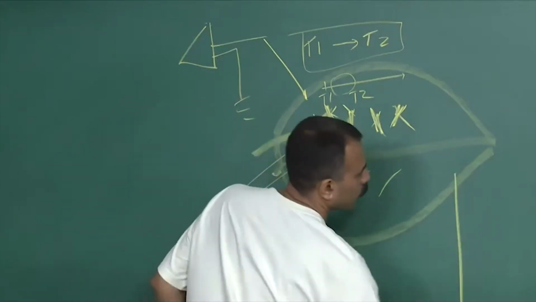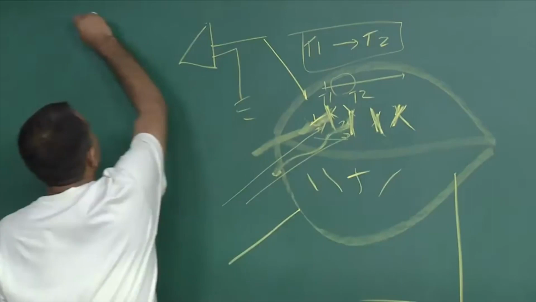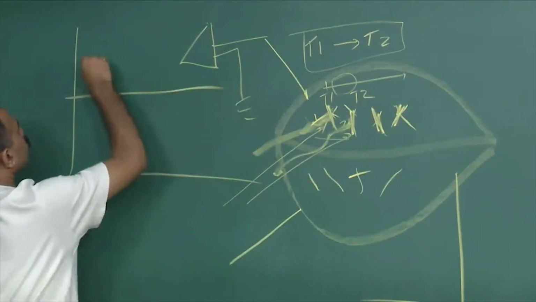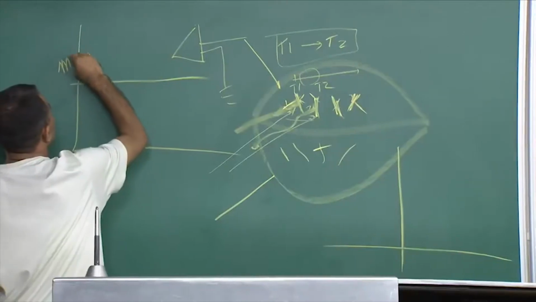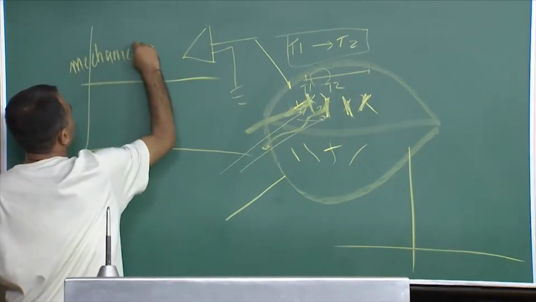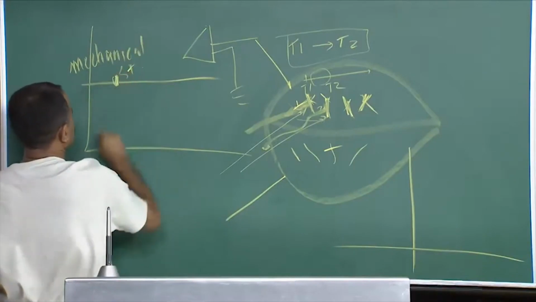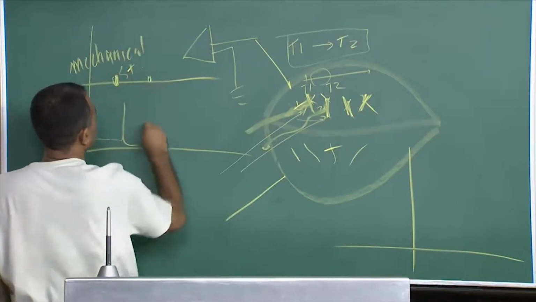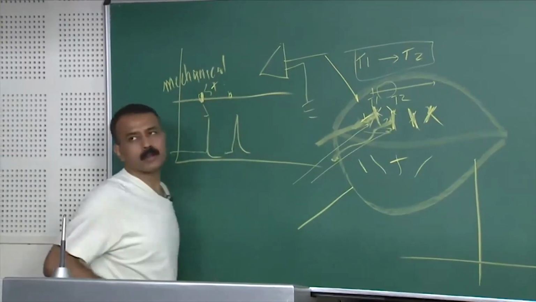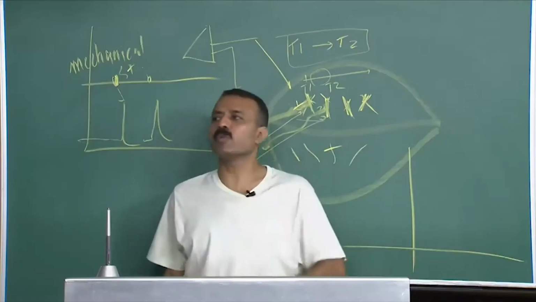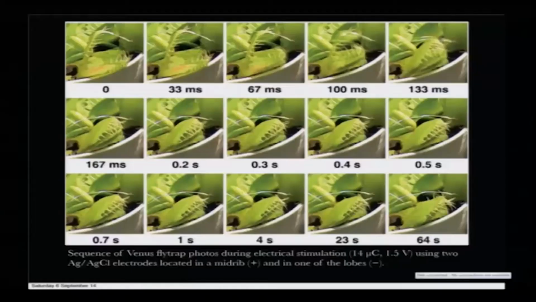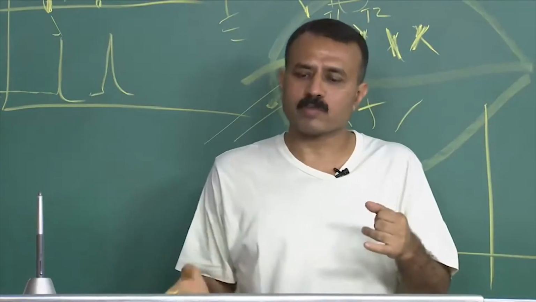So, if you plot the graph like this, it should be like this. This is for the mechanical stimulus. So, stimulus followed by an electrical signal, stimulus followed by an electrical signal with a small delay out there. This is how it works. So, this is exactly what this picture is trying to show you, that 0 second, 33 millisecond, likewise up to 64 seconds, and at 64 seconds you will see the leaf has closed. And by trial and error of doing these things, people had figured out how this Venus flytrap works.